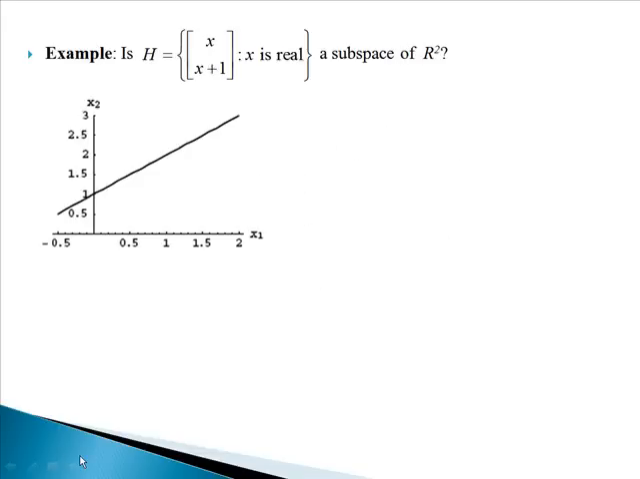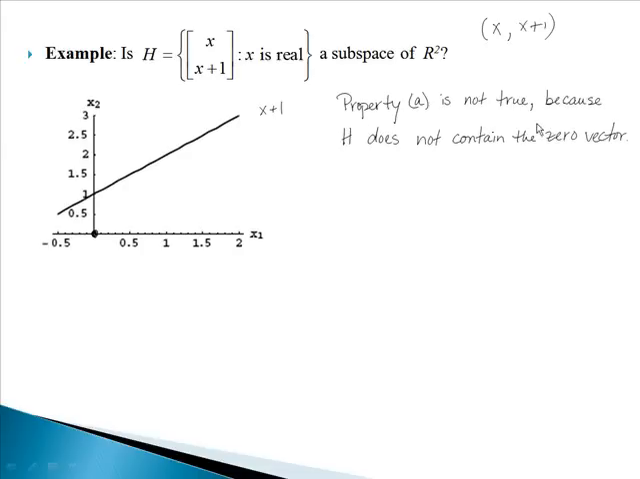In this next example, we want to determine if our set H, where we have x and then x plus 1, and x is a real number, is a subspace of R2. So what we have then are the ordered pairs x and then x plus 1. So really what we have is basically that y equals x plus 1. So here what we've got then is the graph of x plus 1, this line here. And if you look, the point 0, 0 is down here, and so it is not on the line.